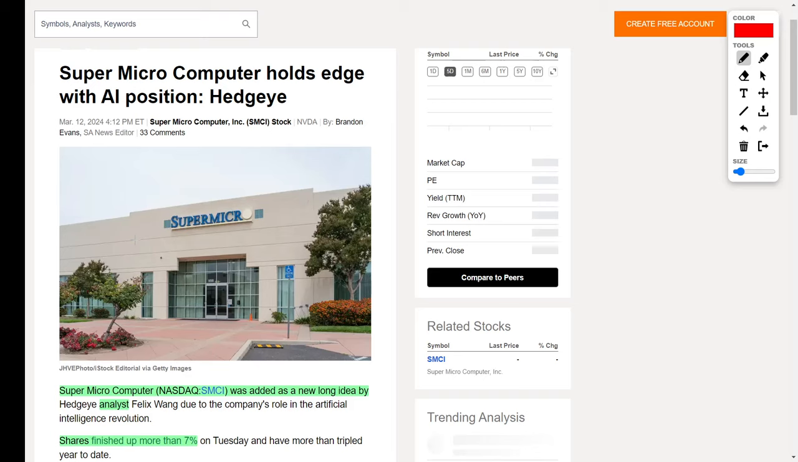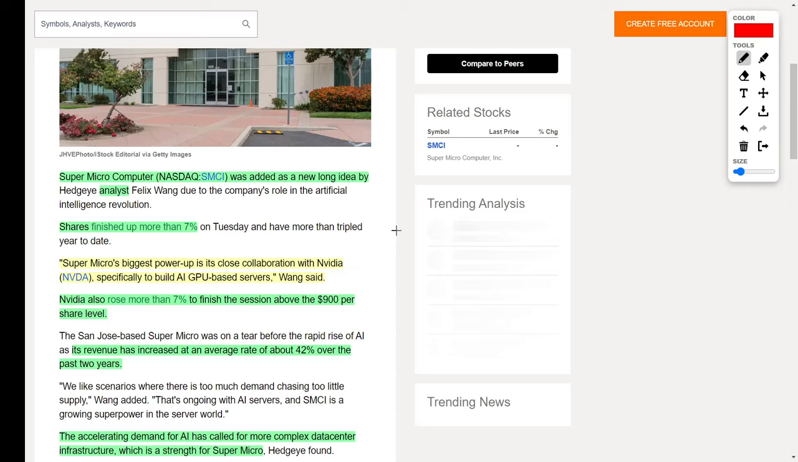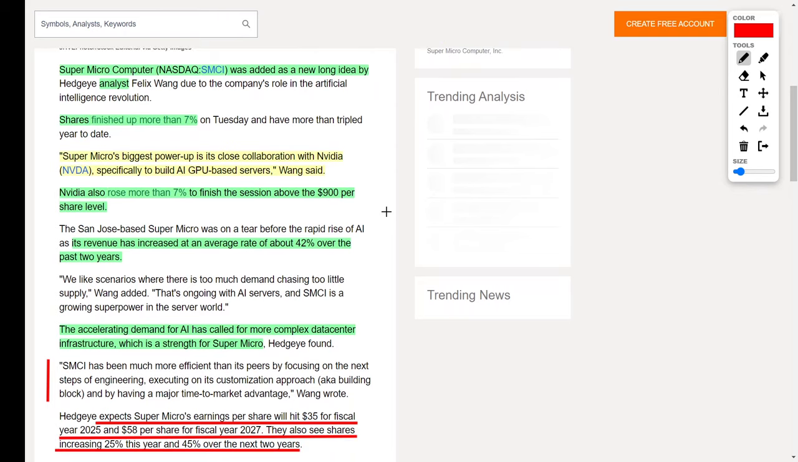Next up, let's talk about Supermicrocomputer, ticker symbol SMCI, which is a company that I've been holding in my portfolio for quite a while now, and so far, it's paid off handsomely. Supermicrocomputer recently got great news from an analyst who added them to their new long ideas log, and this has pushed their share price up 7% more, along with a few other things.